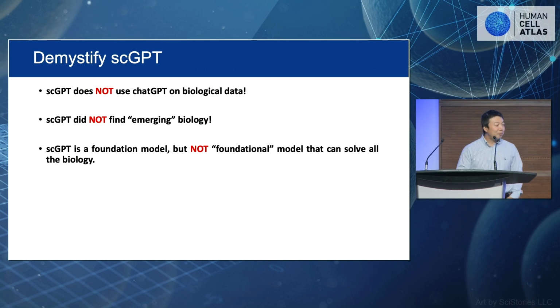And second, scGPT did not find emerging biology yet, although we hope that with more collaborations and more applications, people can start to find new biology. But so far, we haven't found emerging biology yet. And scGPT is a foundation model, not so much a foundational model that can solve all of biology. So this is really still a computational tool to help people find meanings or embeddings of cells or genes.